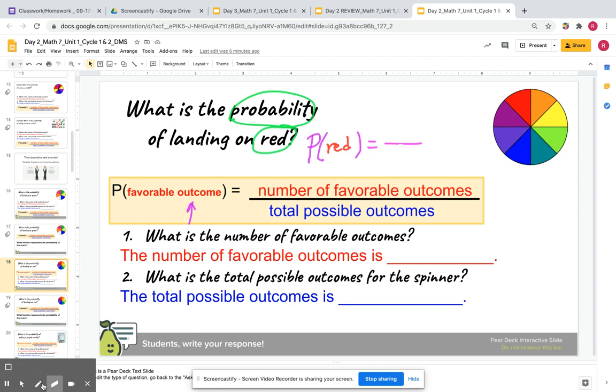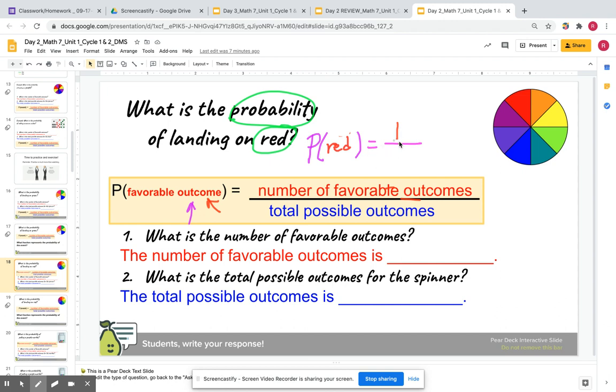So, for the numerator, what it represents is the number of favorable outcomes. The number of favorable outcomes. So, what is the number of that favorable outcome? What is that number? Go ahead and think about it. And go ahead and respond. All right, I hope you were able to tell me that there's only one red. So, the number that goes on top of this fraction is the number 1.